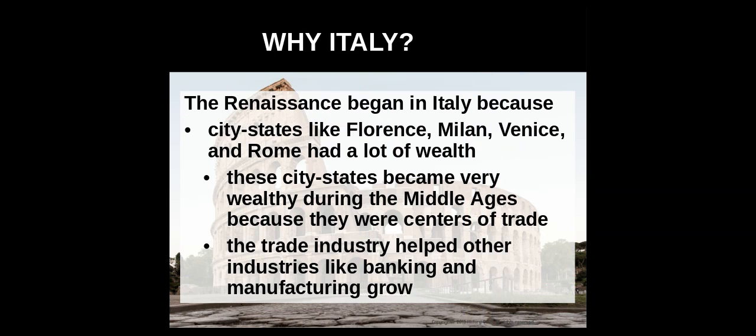So why Italy? The Renaissance began in Italy because these city states had a lot of wealth: Florence, Milan, Venice, and Rome. So we see that money is again the center of everything. The city states became very wealthy during the Middle Ages because they were the centers of trade. Because everybody had to buy and sell different goods from them, it allowed them to get a bunch of money, and then they were able to industrialize and grow and grow and grow.